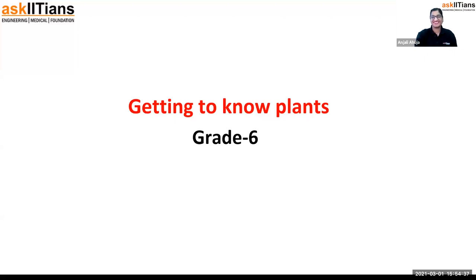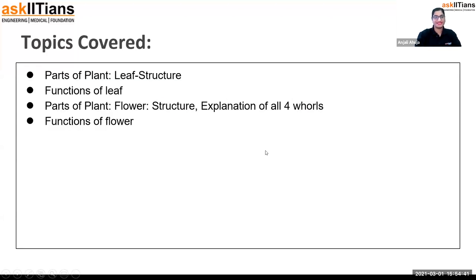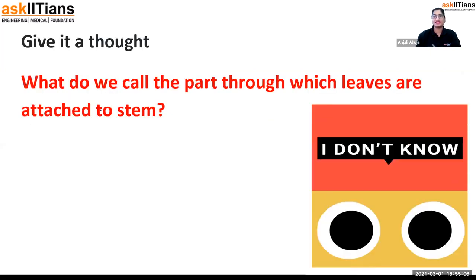Now let's continue. In this part, we will be covering the topic that I've mentioned. Here we will be learning about the leaf, which is an important part of the plant, its structure and how it is functioning. And then we will also be learning about the flower structure, with an explanation of all the four whorls of the flower. Obviously, we have to cover the structure and function and information about the leaf and flower. But before that, let's have a quick discussion.